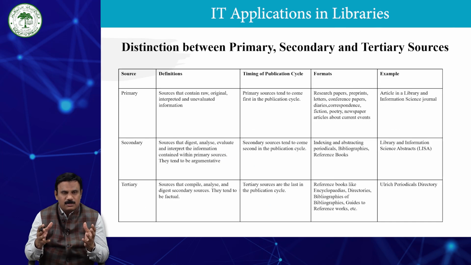Dear learners, now let us see the distinction between primary, secondary, and tertiary sources. The primary source is a source that contains raw, original, interpreted, and unevaluated information.